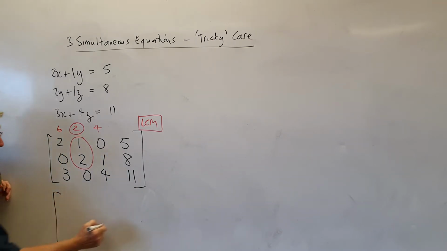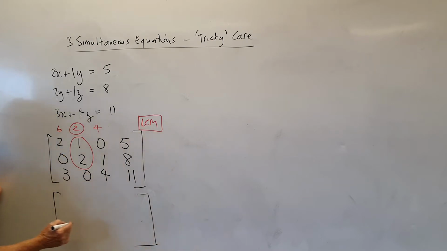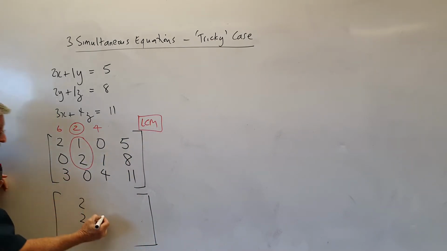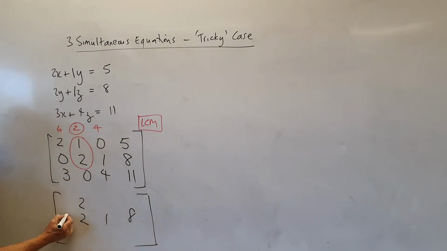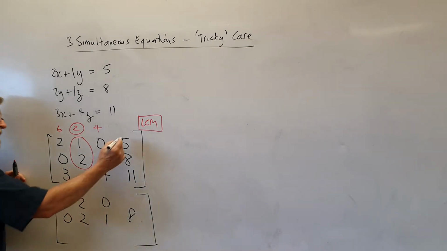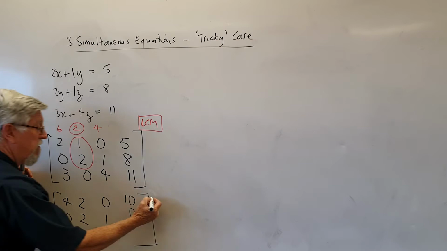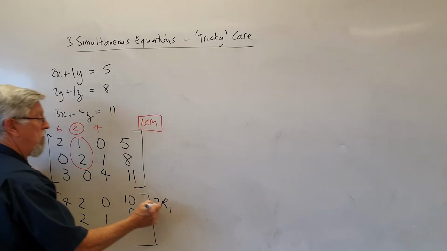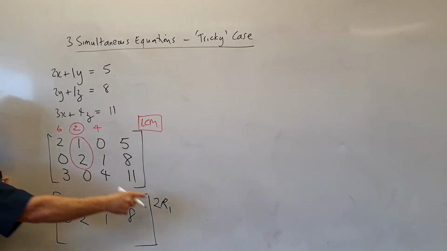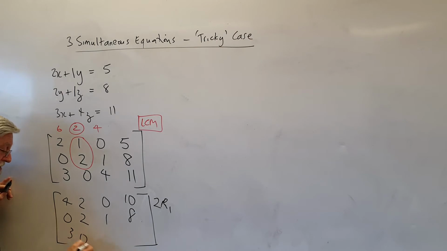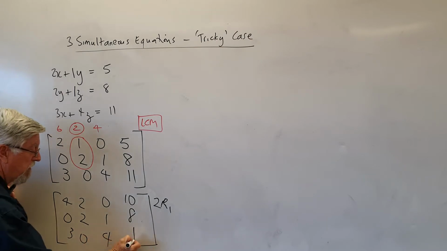Here's my augmented matrix again. I want to write that as a 2. I've already got that as a 2. So I can go across and fill in the numbers if I wanted to. So if I double that one, I have to double that one. I have to double that one, which is still 0. I double the 5, which is 10. So what I've got here now is 2 times the previous row 1. So there's row 1. We've got 2 times that row 1. And down the bottom, nothing changed, so I've got 0, 3, 0, 4, and 11.